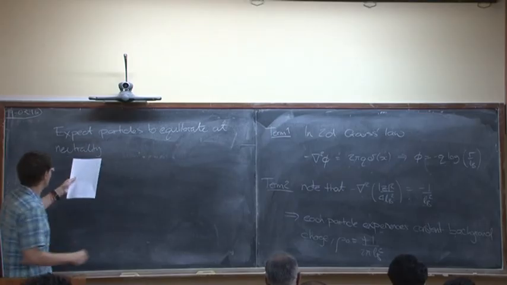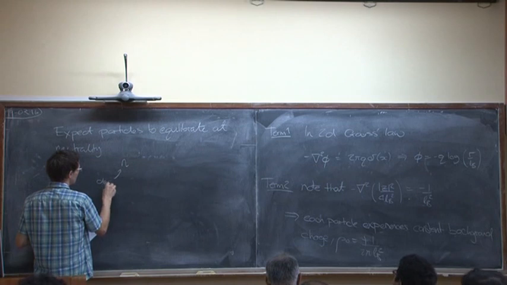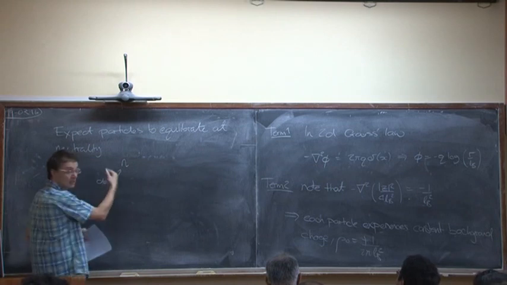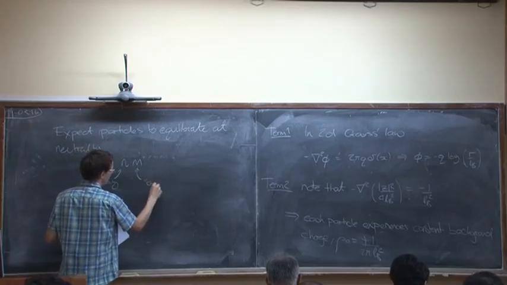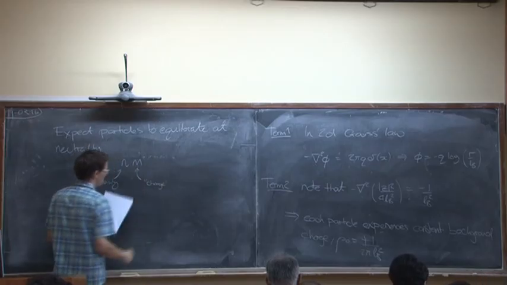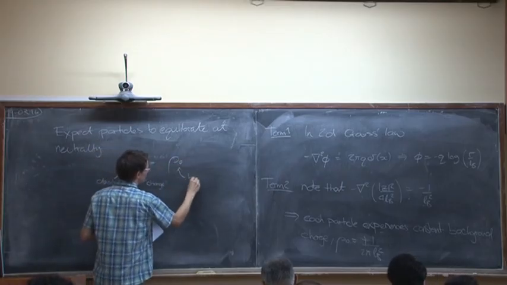Okay, so what does neutrality mean? Neutrality means that n, which is the density of particles, this is the object we were starting with, times m, which is the charge of this fake charge in the plasma, is equal to the background density, which is rho 0.